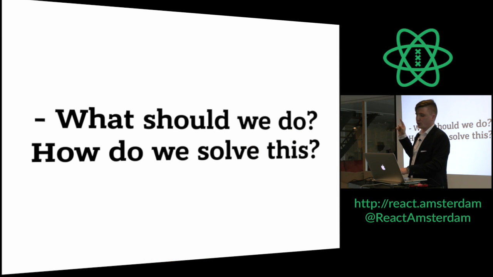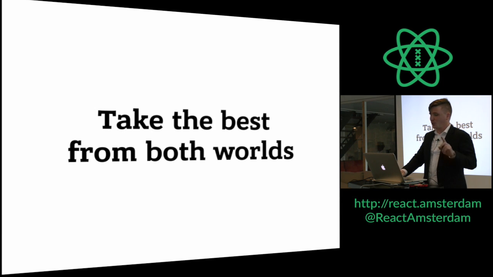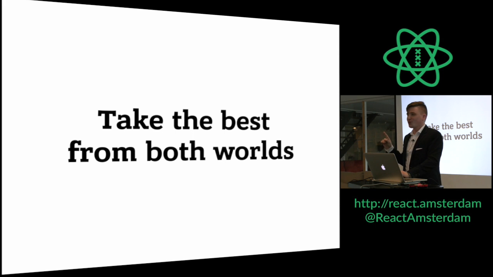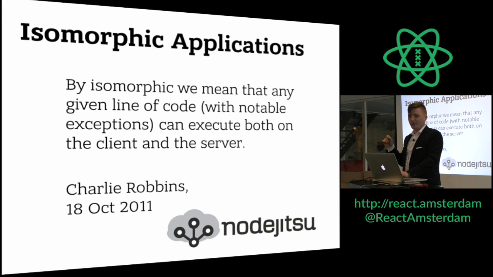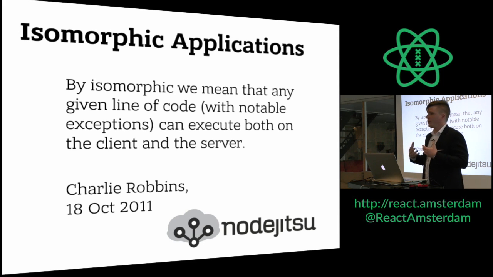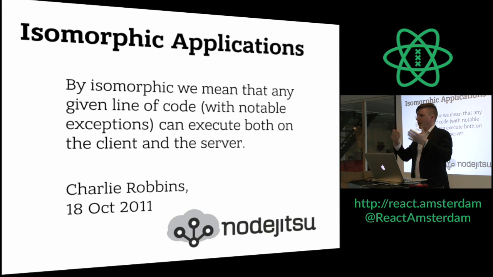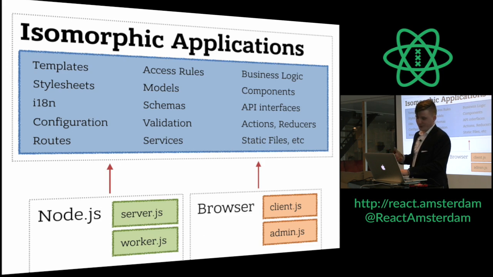So what should we do? How do we solve this problem? Take the best from both worlds. I mean isomorphic application. By isomorphic applications, we generally mean that every given line of your JavaScript code can be executed, with notable exceptions, on the client side and on the server, and now also with React Native on mobile.